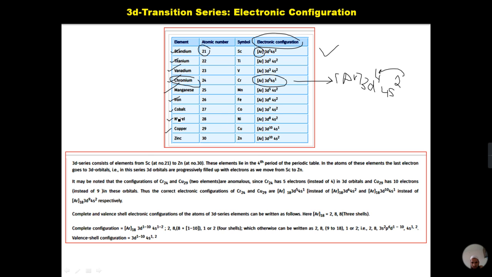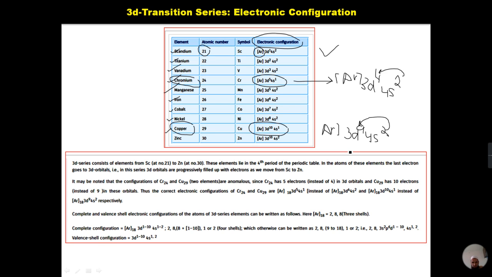So this is number 1. Likewise, there's another important case, that is copper. Now the copper is 3d10 4s1, but actually as per the trend it should have been argon followed by 3d9 and 4s2. But it is 3d10 4s1. That means 1 electron moves from the 4s orbital to 3d. Now this was about the electronic configuration of these elements.